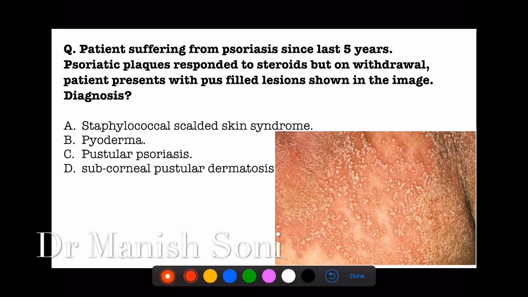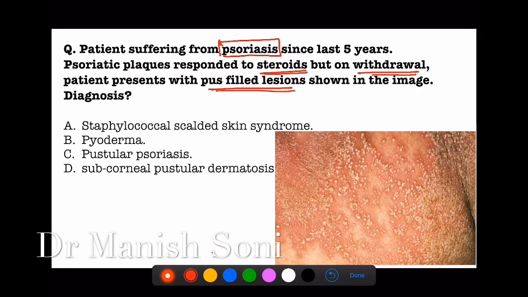Looking at this question, we already know that the patient is suffering from psoriasis. So it might be a complication of psoriasis, and since the patient is taking steroids, which are anti-inflammatory drugs that reduce inflammation, the psoriatic plaques also respond. But what happens once we withdraw these steroids? Rebound phenomena occurs and a more severe type of psoriasis occurs, which might lead to such pus-filled lesions.